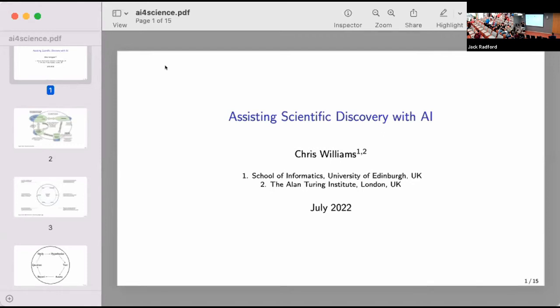In his talk, Professor Williams will discuss assisting scientific discovery with AI. He will then discuss the use of multi-task dynamical systems, with applications in patient drug response, and multi-task pharmacodynamic modeling. With that out of the way, Professor Williams, the floor is yours.